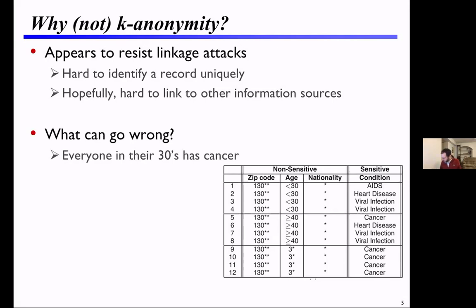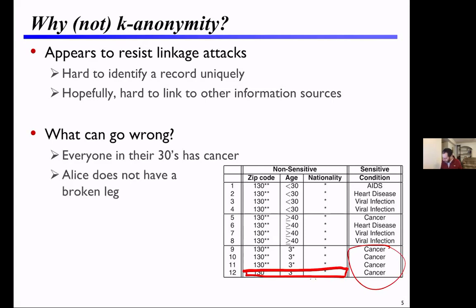Well, I can learn that, for example, everybody in a group has the same sensitive attribute, right? So if I know that you fit this template, then it doesn't really matter that I don't know whether you're row 9, 10, 11, or 12. I still learn your sensitive attribute. And this format also allows me to rule out certain values. If I know Alice is in the table, I know her sensitive attribute is not broken link.